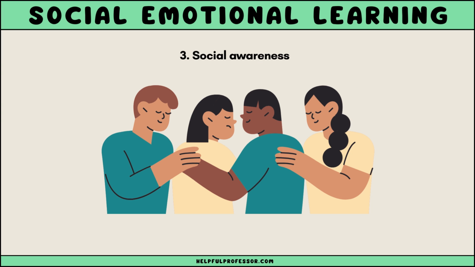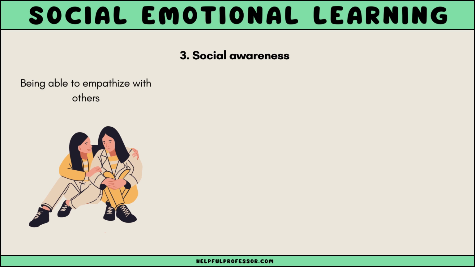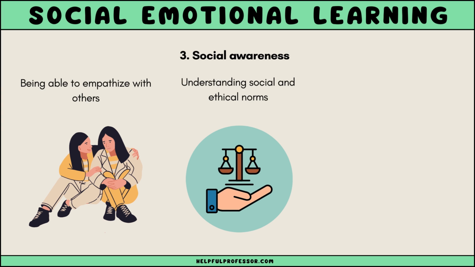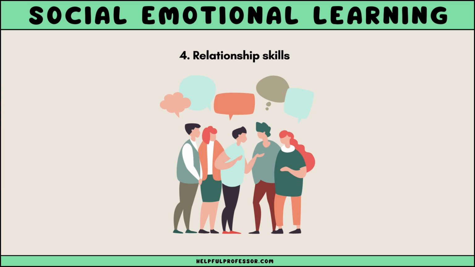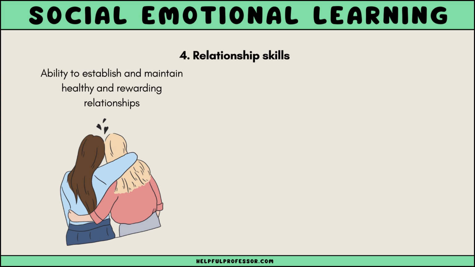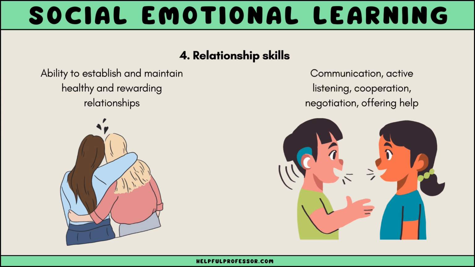Social awareness, the third component, refers to the ability to take the perspective of and empathize with others from diverse backgrounds and cultures. It also involves understanding social and ethical norms for behavior and recognizing family, school, and community resources and supports. Relationship skills, the fourth component, involve the ability to establish and maintain healthy and rewarding relationships with diverse individuals and groups. This includes skills such as communication, active listening, cooperation, negotiation, and seeking and offering help when needed.